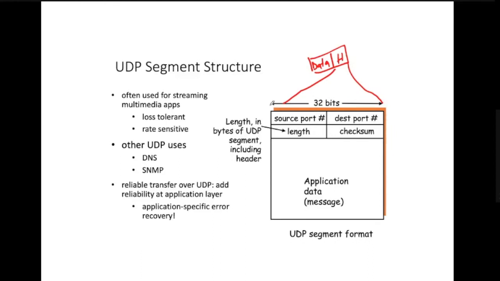So we have the destination port number, the source port number, and the length, the total length of the UDP datagram, including the header as well as whatever data is coming from the application layer. And here we have the checksum. Checksum is used for error detection. We'll be covering checksum and other error detection mechanisms at the data link layer.